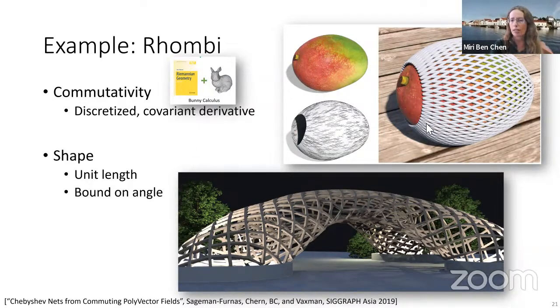The shape here, I wanted unit length to get the rhombi. And there's also a bound on the angle. If you actually want to build this, you cannot have the angle here be too small, because in reality, these thin lines actually have a width and they cannot collapse completely. So there's some bound on the angle here as well, which is part of the constraints on the shape. The regularizer again is n equals 4 because I want to end up with quads. Okay.